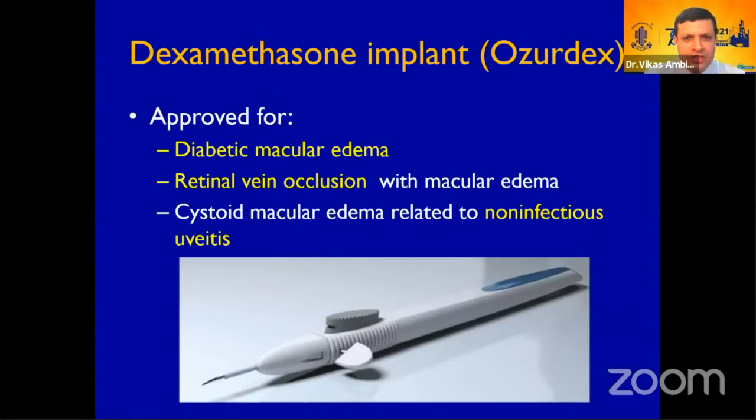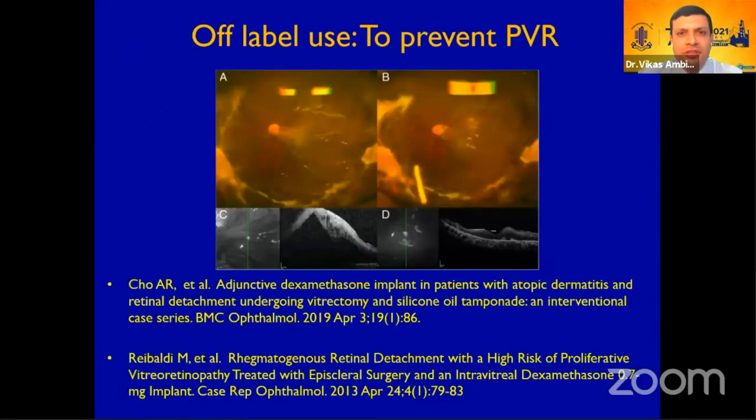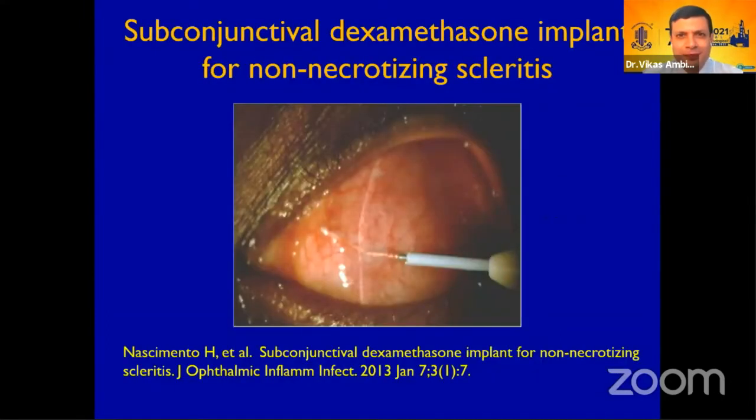Ozurdex, as Colonel Gaurav sir already mentioned, has approved usages, but in RD surgeries it has of late been used to prevent PVR. Wherever we think that a case is more prone to have PVR postoperatively, we have been doing Ozurdex implantation along with silicone injection in such eyes, and it has shown good results. Another recent usage of Ozurdex is subconjunctival injection in eyes that have anterior scleritis of a non-necrotizing variety. The advantage of this procedure is that you can always remove the explant if you see any complications like raised IOP or necrosis of the sclera.